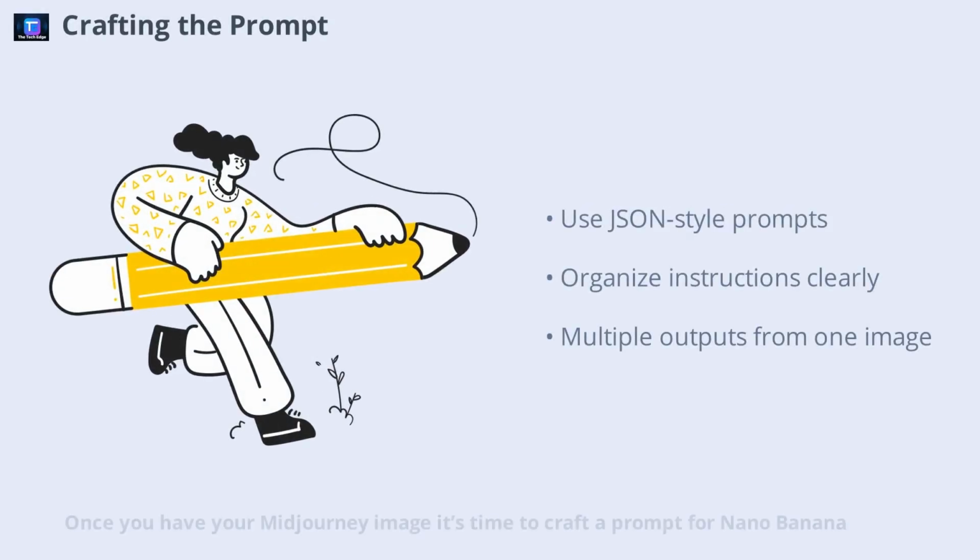Once you have your Midjourney image, it's time to craft a prompt for Nano Banana. You can use a simple JSON-style prompt, which helps keep your instructions organized. For example, you might specify the model, input image, and a seed number for reproducibility. This prompt is then pasted into Google AI Studio, where you upload your image and let Nano Banana work its magic. The result? Multiple creative outputs from a single reference image.